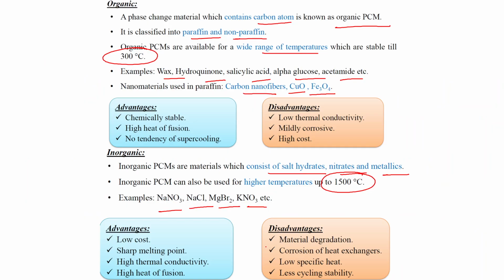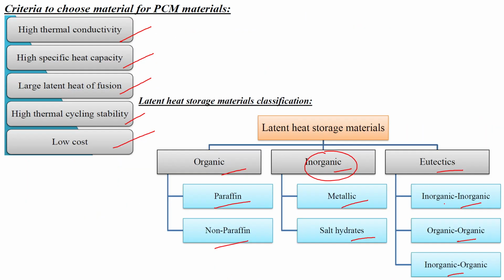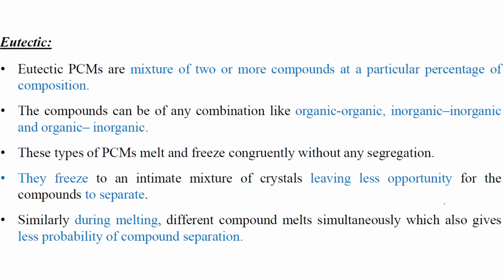Now coming on to the third one, that is the eutectics. Basically, eutectics are a mixture of two or more compounds at a particular percentage. So it is not simply a mixture where you mix two at any concentration. That won't work. That is not a eutectic. Basically, eutectic phase change materials are a mixture of two or more compounds at a particular percentage of composition.